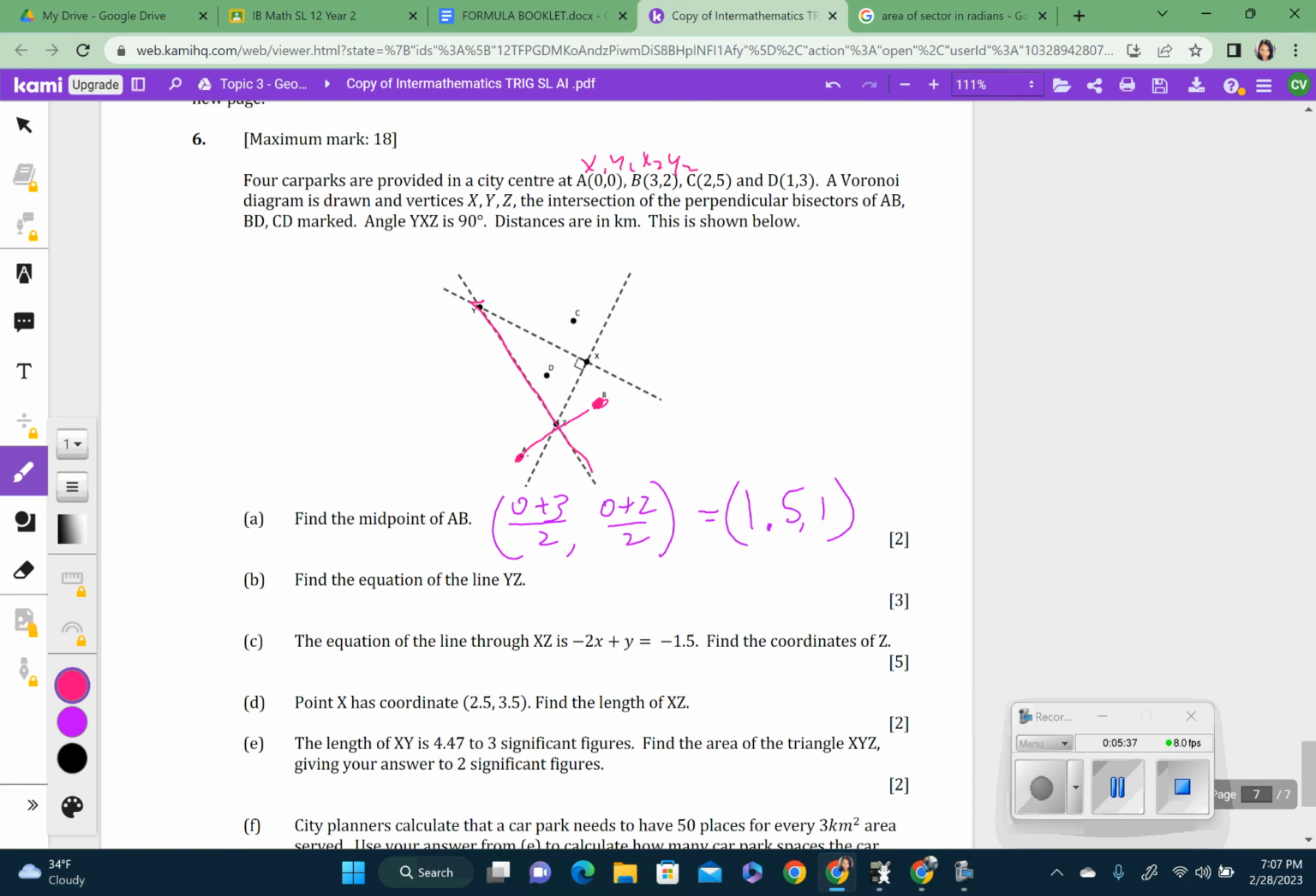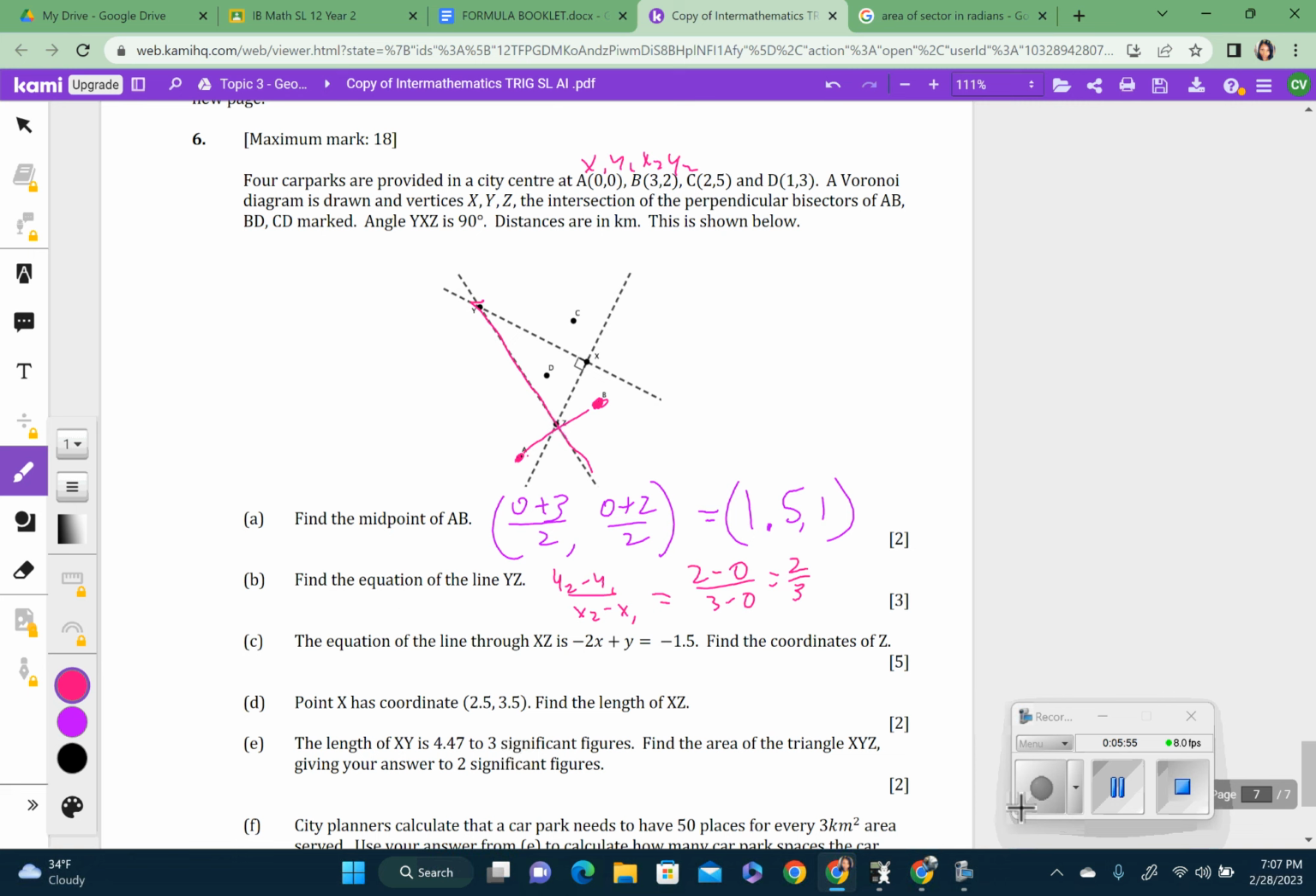So for the slope, y2 minus y1 over x2 minus x1. So I'm going to plug these same numbers in. I'm going to start with my y's first. So 2 minus 0 over 3 minus 0, that's going to give me 2/3.